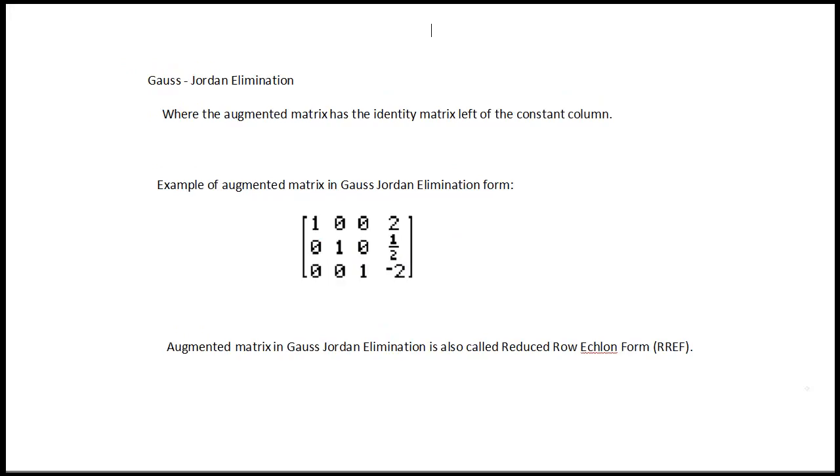Now, Gauss-Jordan elimination is where the augmented matrix has an identity matrix on the left of the constant column. An example of an augmented matrix in Gauss-Jordan elimination form is 1, 0, 0, 2, 0, 1, 0, 1 half, 0, 0, 1, negative 2. An augmented matrix in Gauss-Jordan elimination is also called reduced row echelon form, also known as RREF.